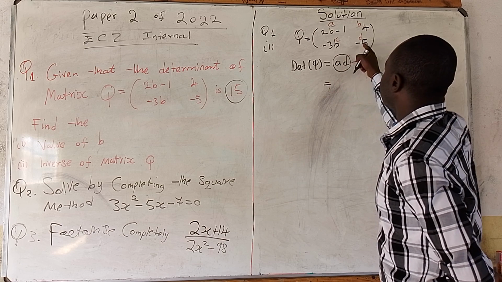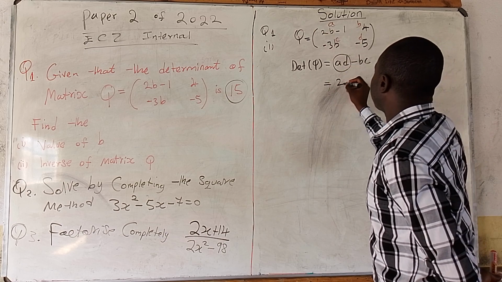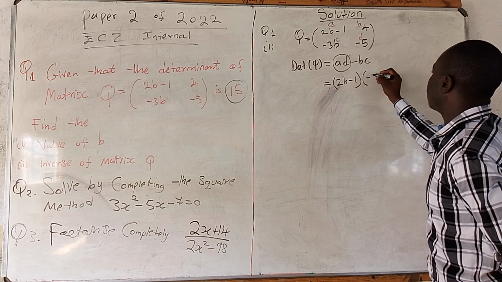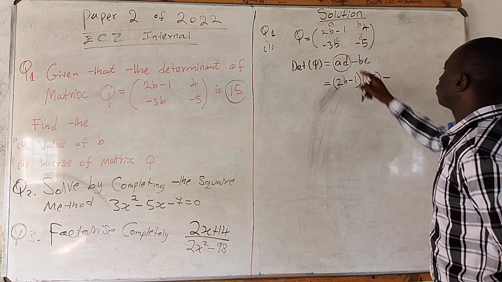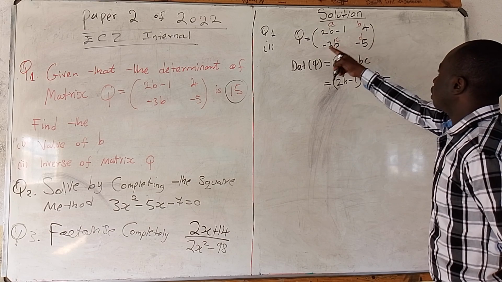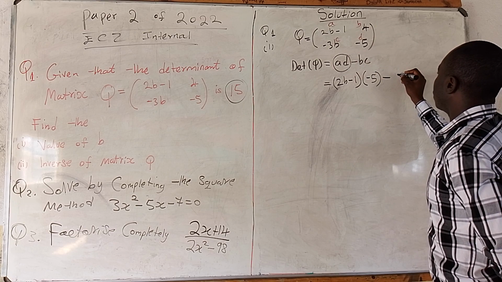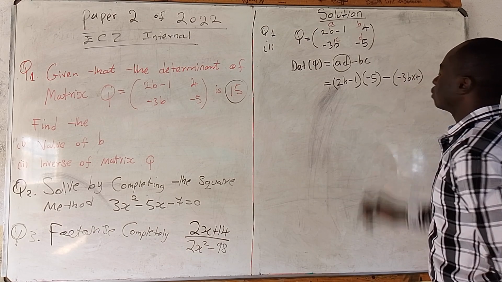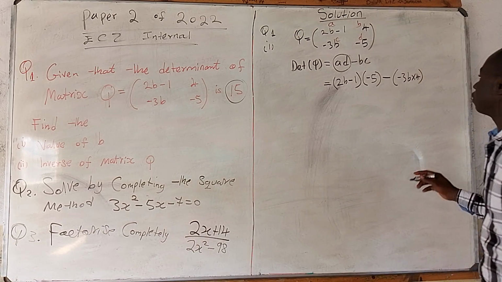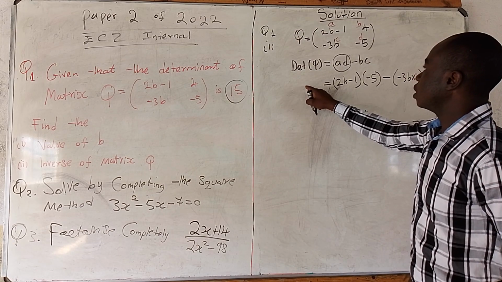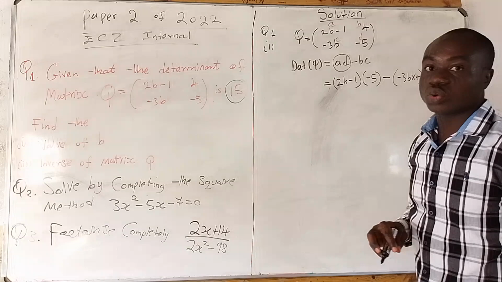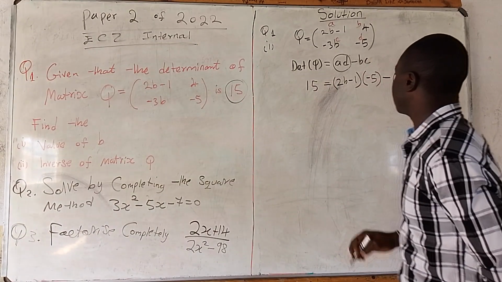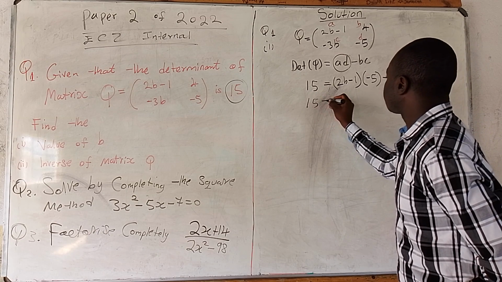Don't forget that. So we are going to substitute the determinant of this matrix. Now our AD is the product of 2b minus 1 and negative 5. We have to subtract the minor diagonal, which is negative 3b times 4. So that's what we have. Now remember, the determinant of this matrix is given to be 15. So we substitute 15 right there.